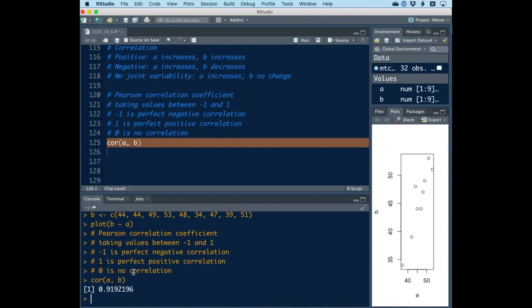In some cases, it is even lower. When it approaches 0.1 or 0.2 or 0.3, then we say, okay, the correlation, if any, is very small. In this case, it is good.